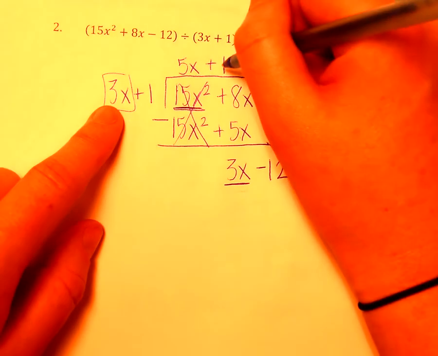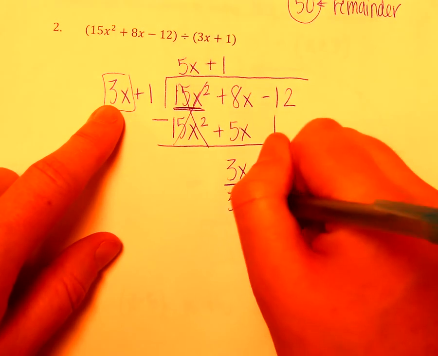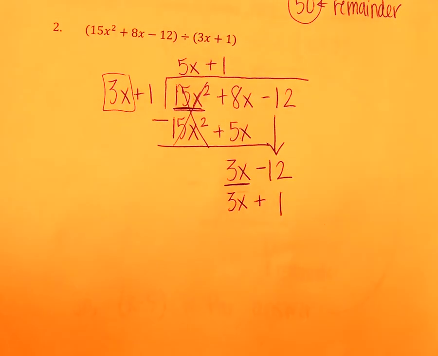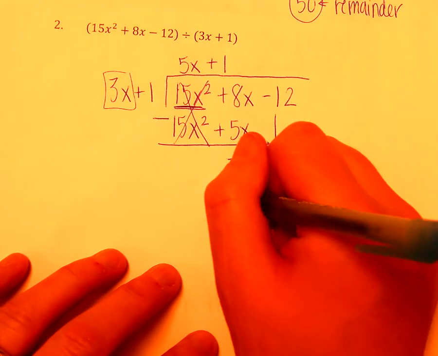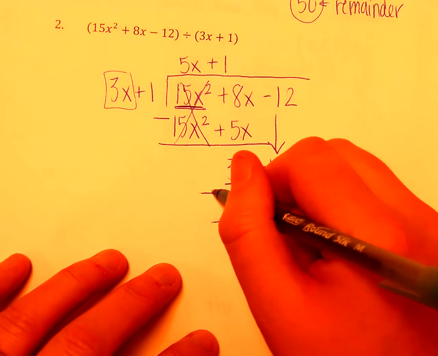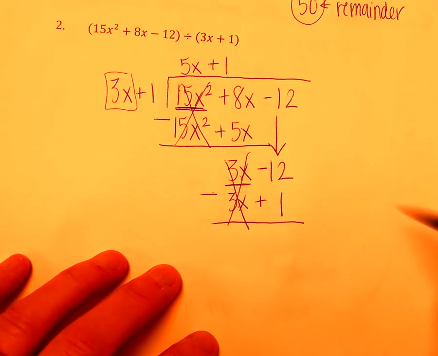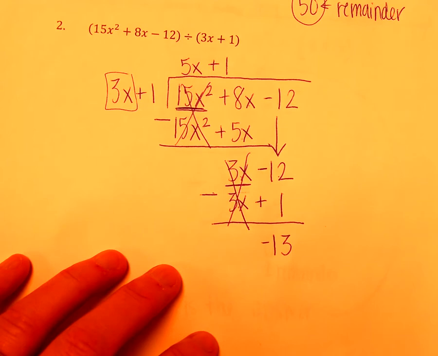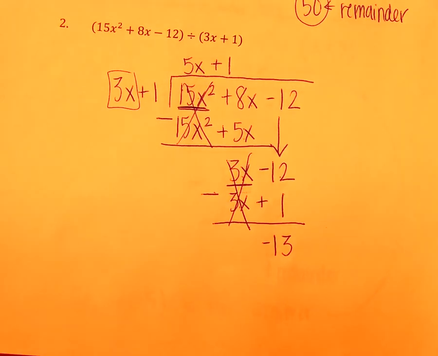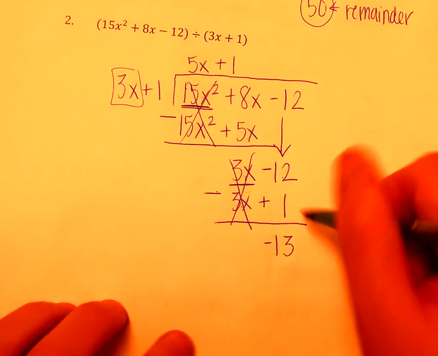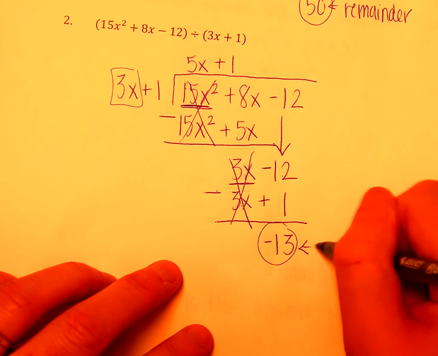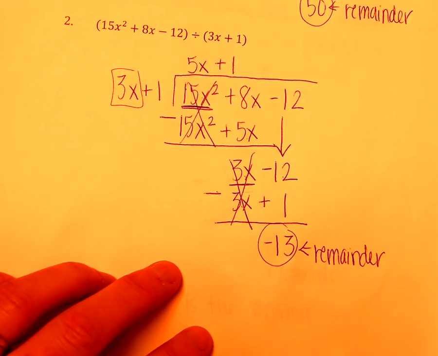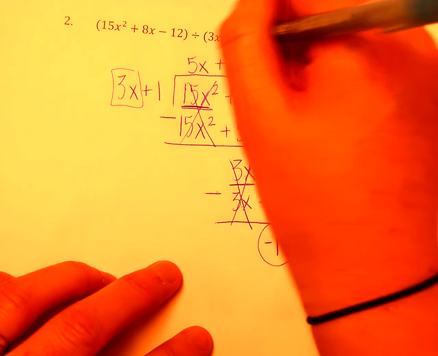Once I do that, 3x times 1 is really 3x. And 1 times 1 is 1. Draw your line, subtract. 3x's minus 3x's, that should cancel, and it does. Negative 12 minus 1, that would be negative 13. You guys can type those in your calculator if you need to. And I don't have anything else to drop down, so this is my remainder. And then up here is where my answer is.